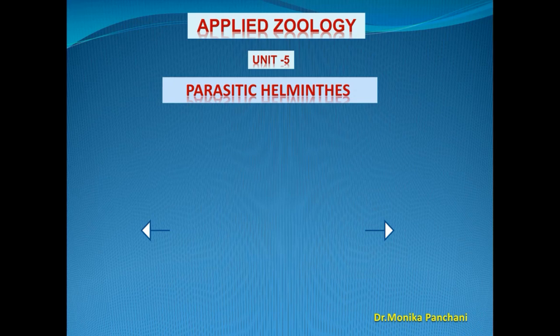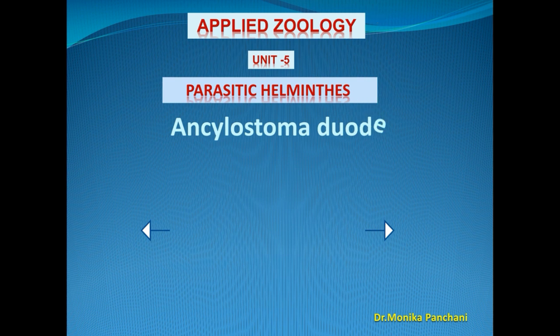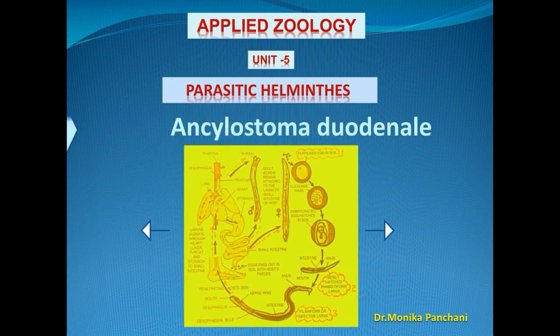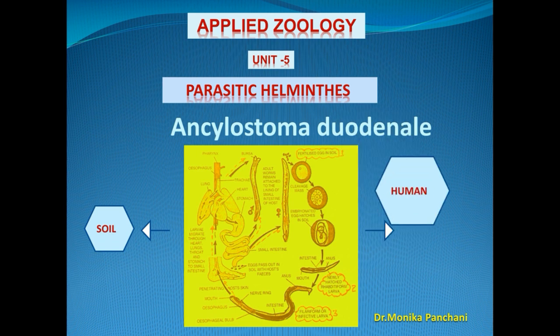Dear students, now we are moving towards the next unit, that is unit 5. In unit 4, I have already covered the parasites which belong to phylum Protozoa. Now I am going to cover the parasitic helminths, and the name of the parasite here is Ancylostoma duodenale. Its life cycle is very simple and the mode of transmission is from the soil to the human being.